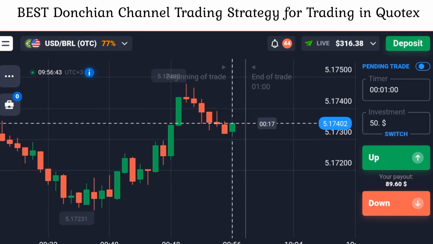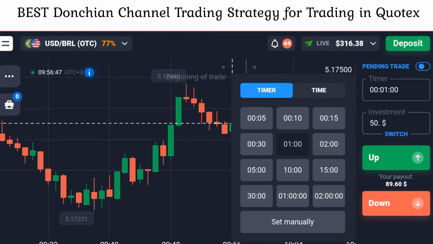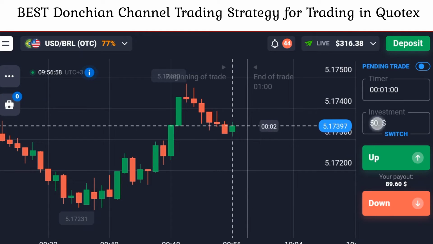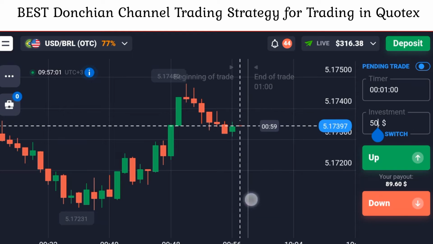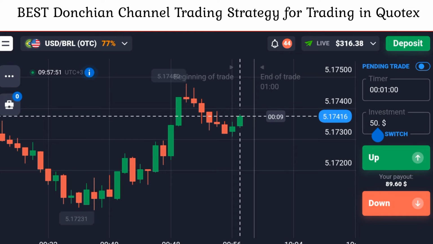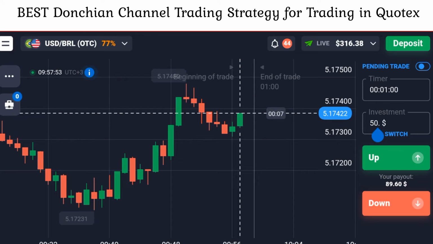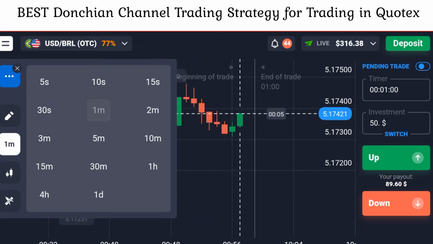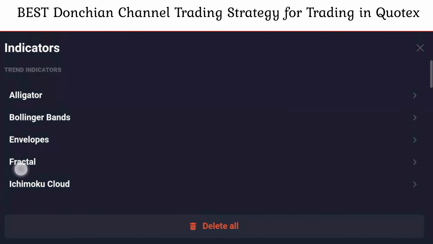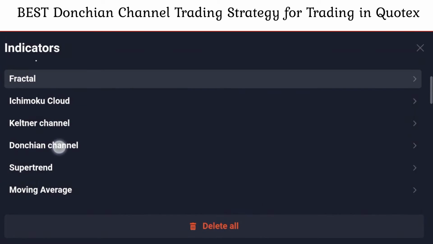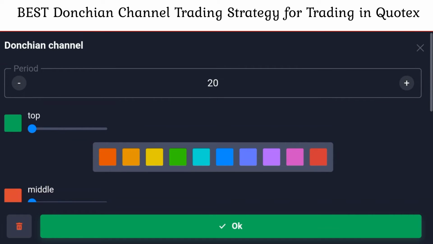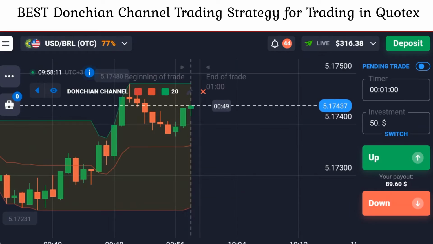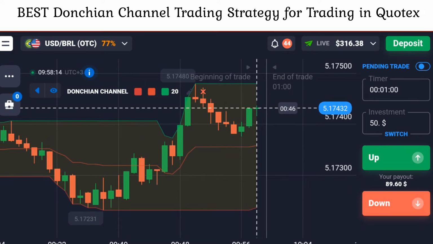Like all the other strategies that I've shown you on this channel, this is a 1 minute trading strategy, so you will need to change the duration to 1 minute and choose your preferred investment amount. Next, click on these three lines if you're trading on the mobile app, then choose the indicators tab. Scroll to find the Donchian channel and click on it. Do not change anything on the Donchian channel as we will be using the 20 period for our signal generation. Click OK and the Donchian channel will be added to your chart.